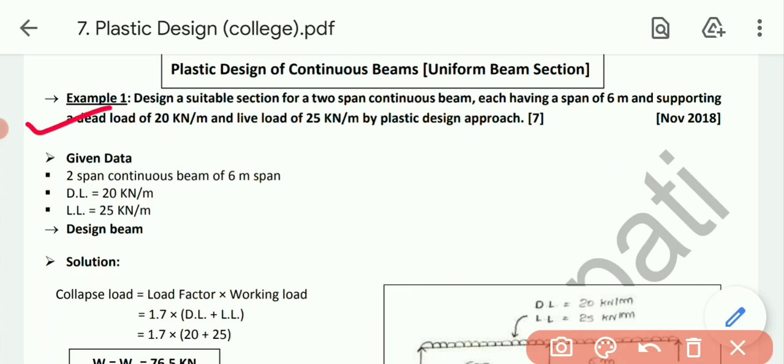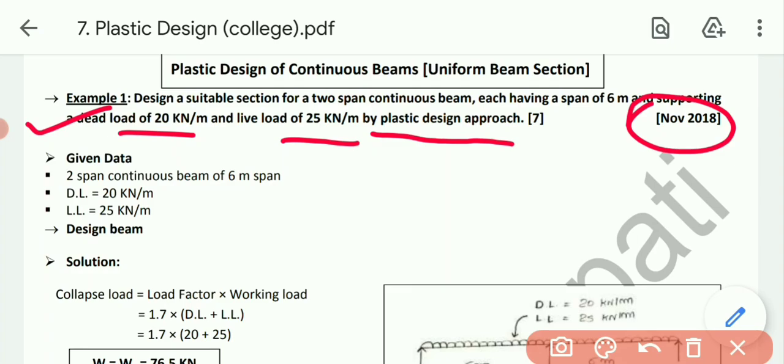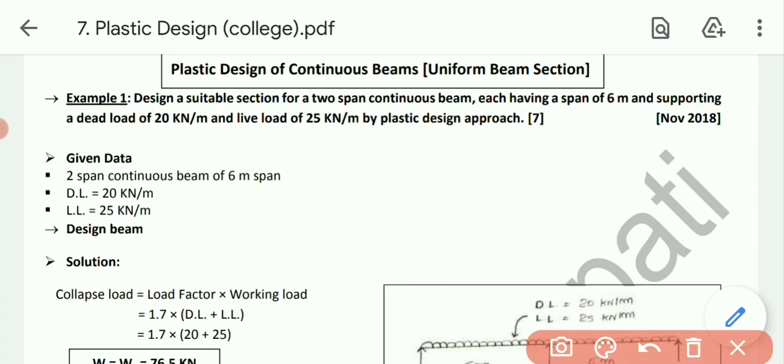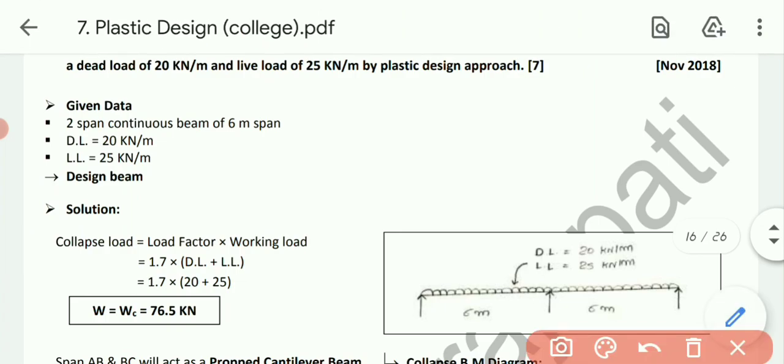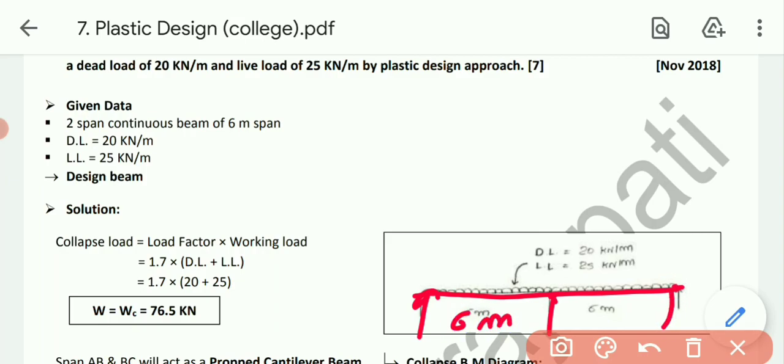Design a suitable section for a two span continuous beam, each having a span of 6 meter and supporting a dead load of 20 kilonewton per meter and live load of 25 kilonewton per meter using the plastic design approach. 7 marks, November 2018. So a two span continuous beam is given. First of all, we need to do the figure: a two span continuous beam of 6 meter span each, carrying dead load and live load of 20 and 25 kilonewton per meter. So this will be our figure.